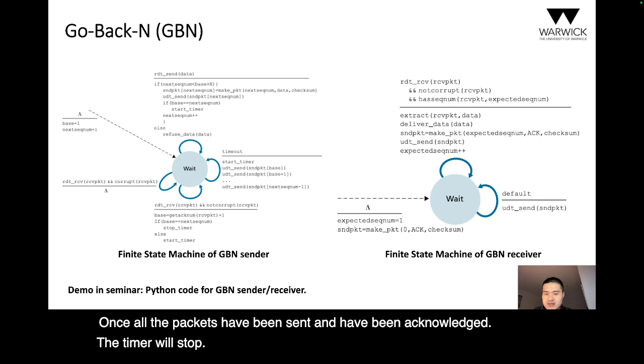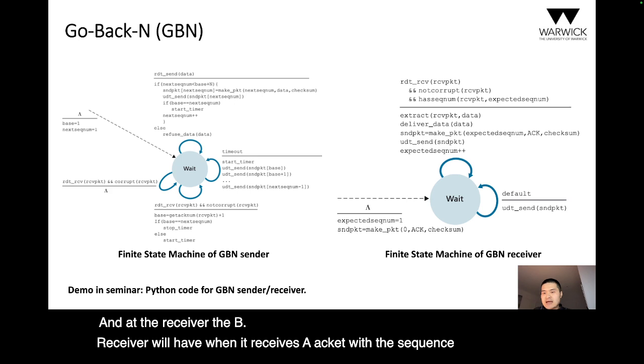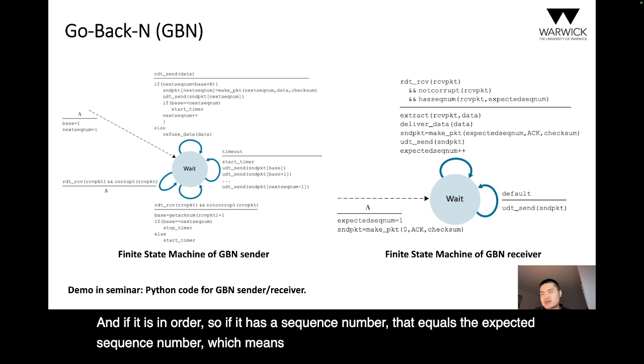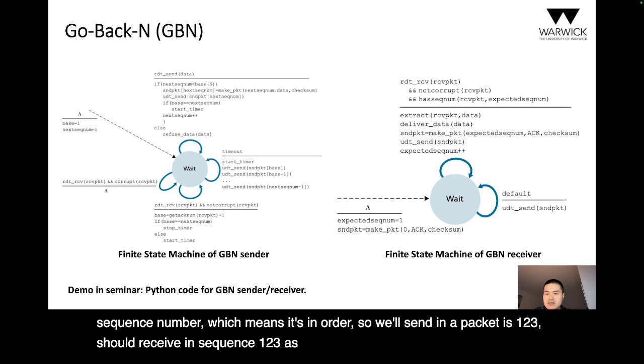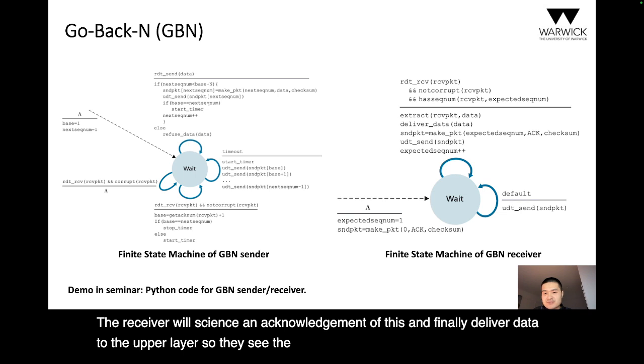At the receiver, when the GBN receiver receives a packet with sequence number n, and it is in order, meaning it has a sequence number that equals the expected sequence number, the receiver will send an acknowledgement of this n and deliver the data to the upper layer. So if you send packets 1, 2, 3, it should receive them in sequence 1, 2, 3 as well. This is the perfect situation.